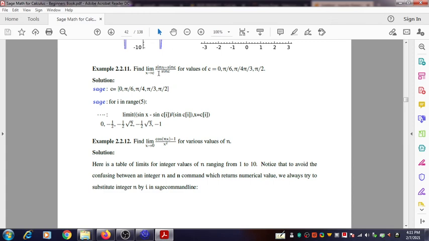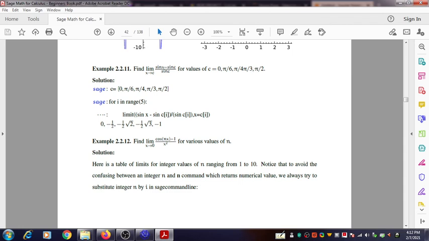There is no specific value of x at which the limit is asked to be determined. A set of values for the evaluation of the limit is given, and those values are c equal to 0, pi by 6, pi by 4, pi by 3, and pi by 2.